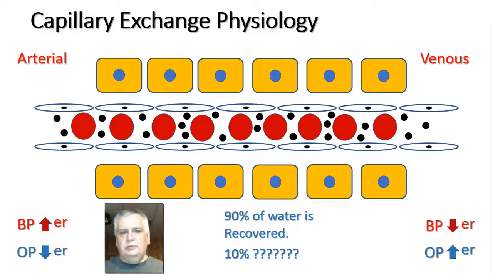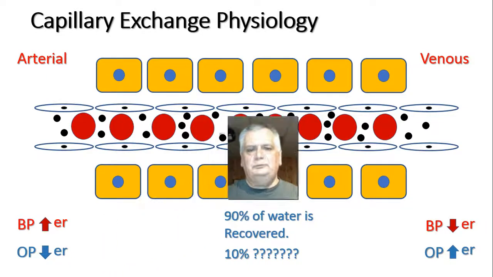Well, that creates a bit of a problem, right? If we don't recover all the water that squirts out on the arterial side, if we don't recover all that water on the venous side, then what's going to happen is the tissues are going to begin to inflate with water, and edema is going to happen, or the tissues are going to become swollen. So the question is, what happens to that other 10%? We need to get that other 10% returned back to the blood as well.